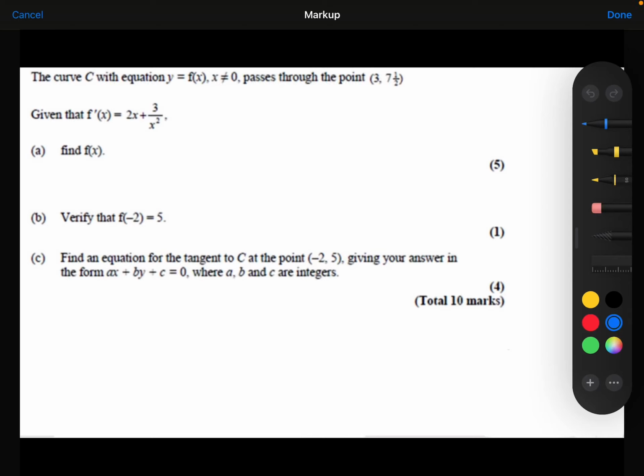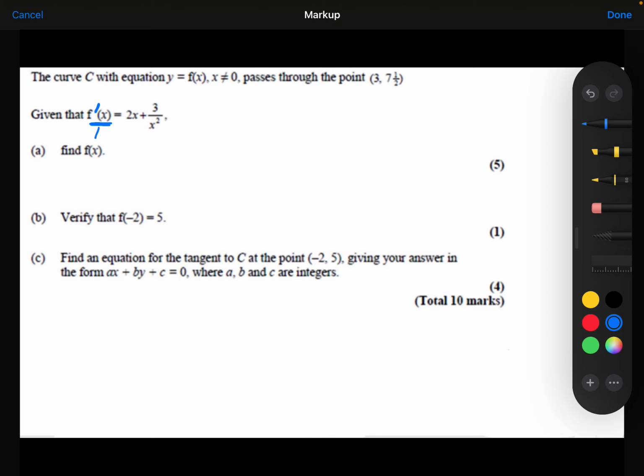The curve C with equation y equals f of x, where x cannot equal 0, passes through the point 3, 7.5. Given that f dash of x is equal to 2x plus 3 over x squared, part A, find f of x. So I know that this is my gradient function because of the f dash.